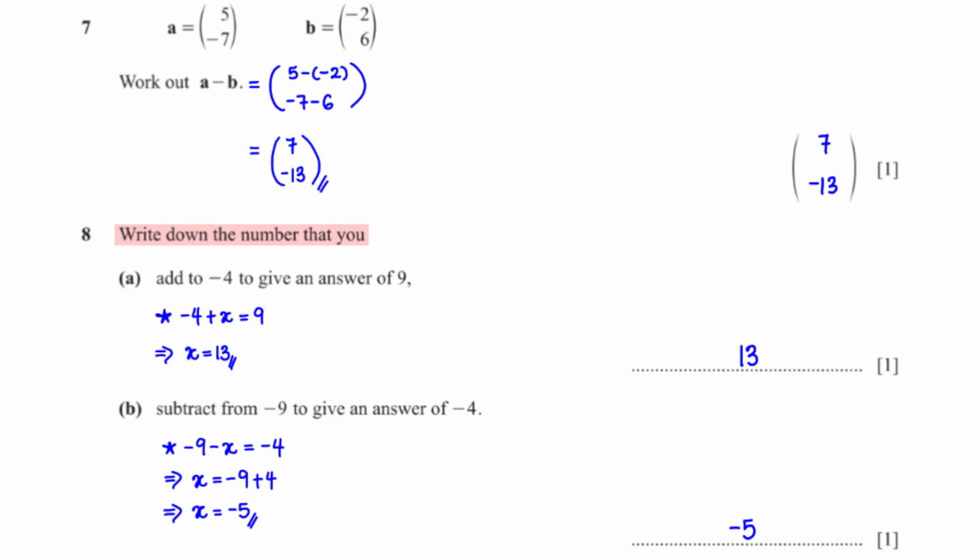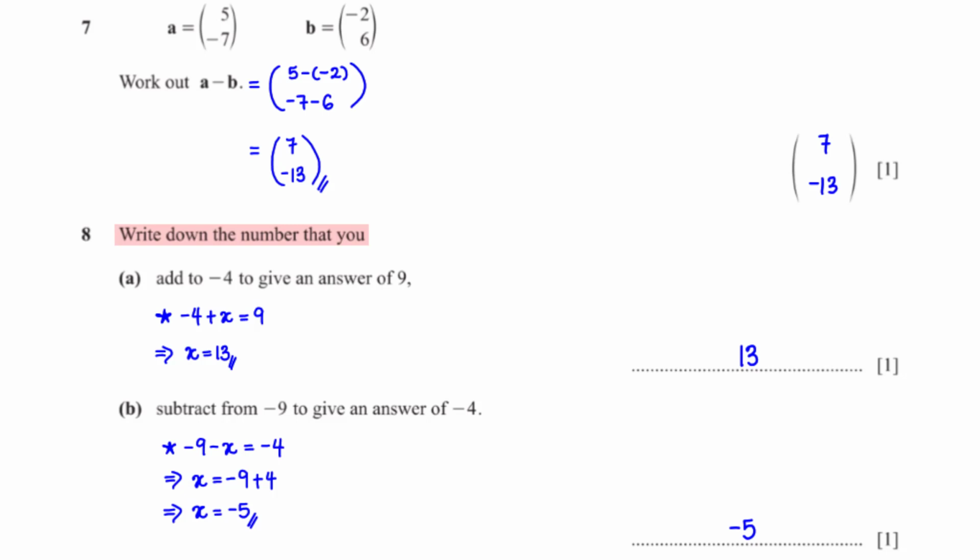Write down the number that you add to negative 4 to give an answer of 9. Let's call this unknown number x. So if we add x to negative 4, we get 9. When we add 4 to both sides, we get x equals 13.